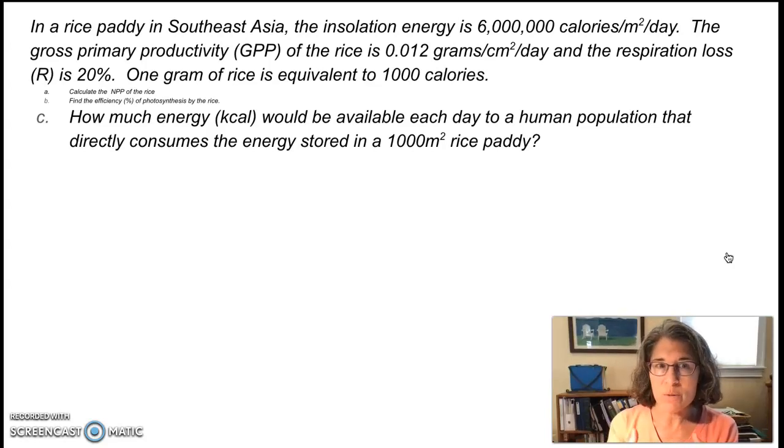So part C of our question asks how much energy in kilocalories. So notice we're going to remember our metric prefix here, kilo meaning 1,000. So how much energy in kilocalories would be available each day to the human population that directly consumes the energy stored in a 1,000 meter squared rice paddy?